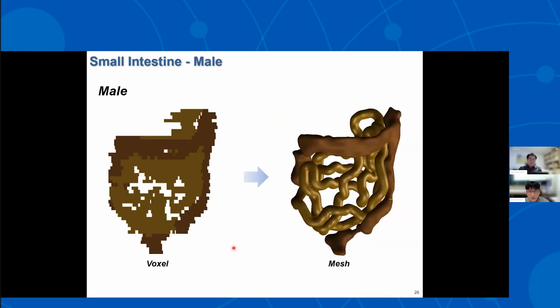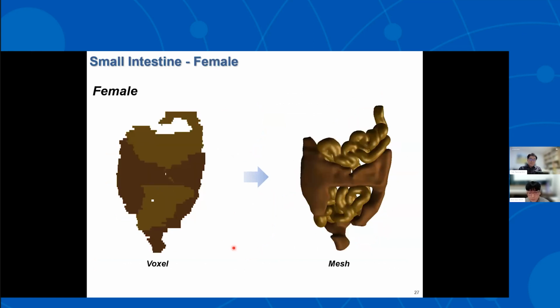This is the small intestine model for the male phantom. And this is the female phantom small intestine model. As you can see, the mesh model represents a realistic passageway, and at the same time, it is quite similar to the general shape of the voxel model.